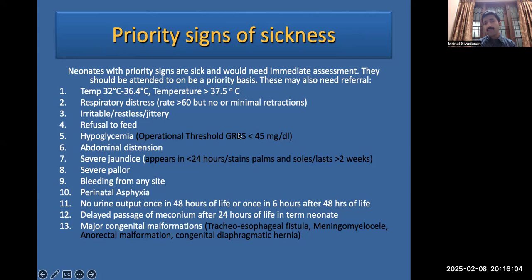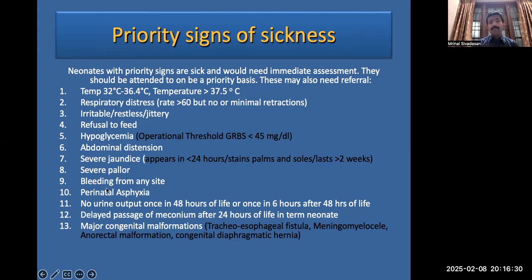Then hypoglycemia, which is defined by an operational threshold of blood sugar less than 45. Actually, hypoglycemia is defined by an operational threshold of plasma sugar of less than 45, but here we will take just blood sugar less than 45. And abdominal distension and severe jaundice that appears within 24 hours or after more than 2 weeks, or where the palms and soles of the baby are stained yellow.